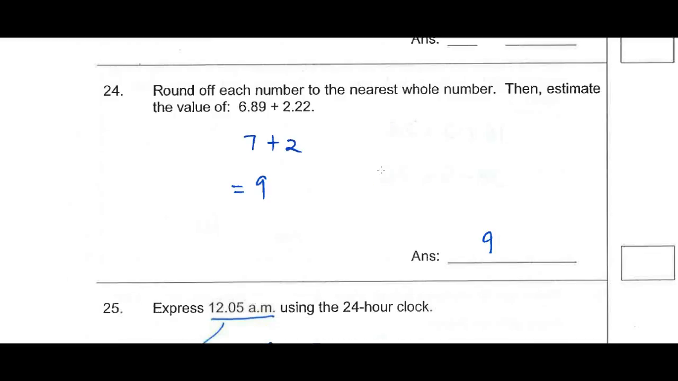Next, round off each number to the nearest whole number, then estimate. Round off these two numbers first. This is rounded up to 7. This is rounded down to 2. After rounding, you add them up: 7 plus 2. Then you get 9. Easy, straightforward, right?